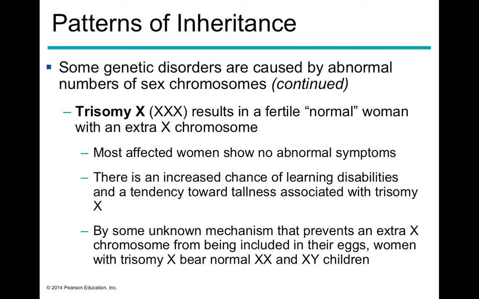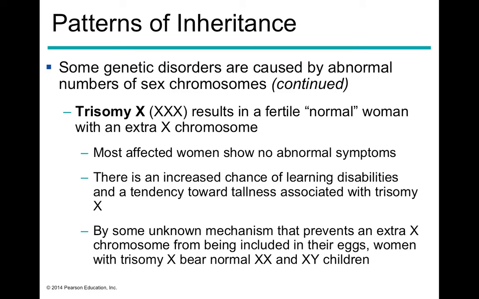Another genetic disorder that can arise is trisomy. So trisomy X would be if we have 3 copies of the X, and that actually, as I mentioned, results in a normal fertile woman with an extra X chromosome. In fact, they show no abnormal symptoms and typically don't even know it until some sort of reason arises for them to get a genetic test. There is a higher chance of learning disabilities and a tendency towards being extremely tall associated with trisomy X for some reason, and for some mechanism that prevents that extra X chromosome from being included in their eggs, women with trisomy X are generally going to be totally fertile, and they're going to bear normal XX and XY children.